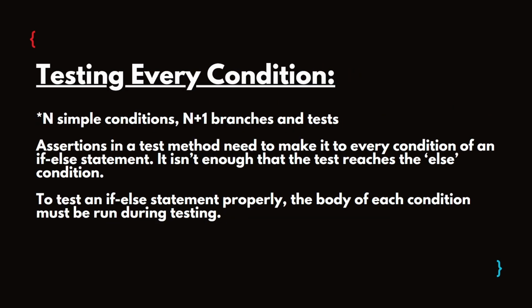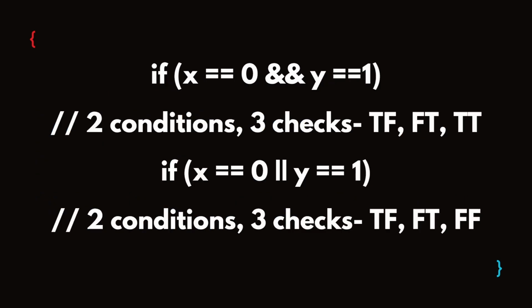Now, when it comes to testing every condition, it's very important that you test every different condition that an if-else statement could make. So, for example, if you have n simple conditions, then you need to test n plus 1 times. This is true for an if-else statement, and all the different branches must be called. Looking at an example here, if you have this if statement of x is equal to 0 and y is equal to 1, that means you have 2 conditions in the if statement. However, you need to do 3 checks here: true and false, false and true, and true and true. Because the only time this if statement would be true is if both conditions are true.